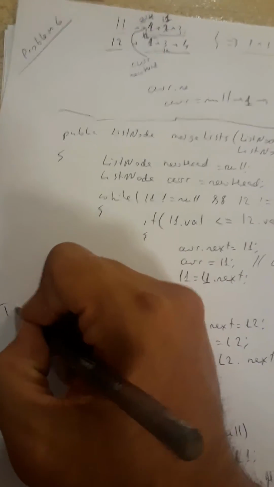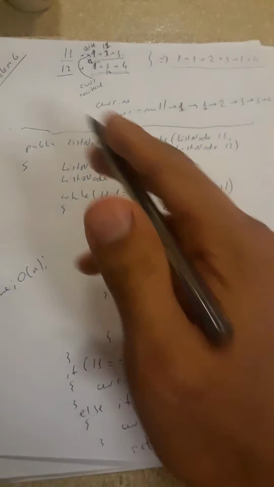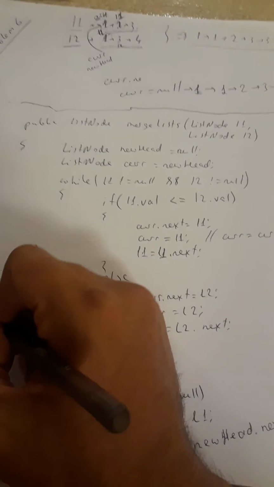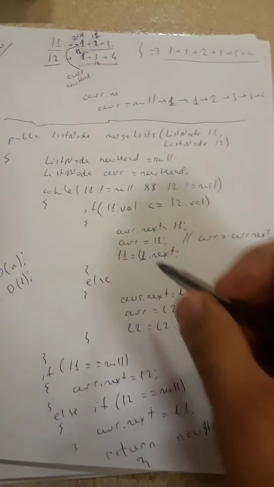So the time complexity for this example is order of n, because we go through all nodes of the two linked lists, and the space complexity is order of 1 because we are not declaring any additional data structure.